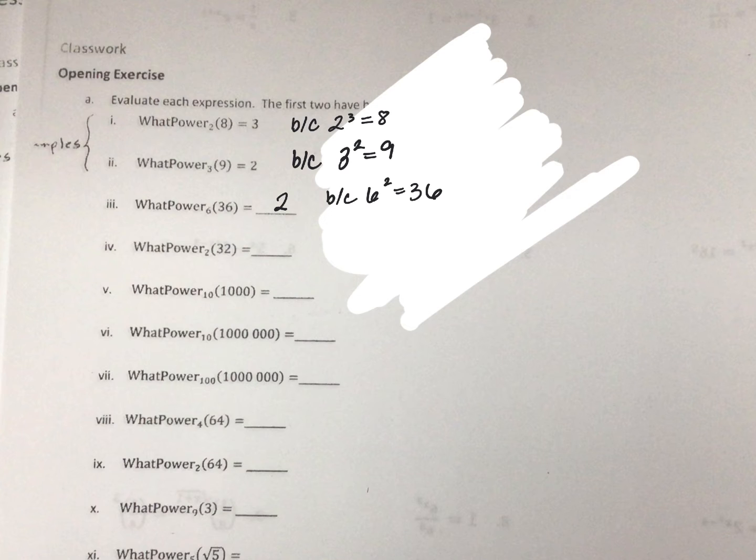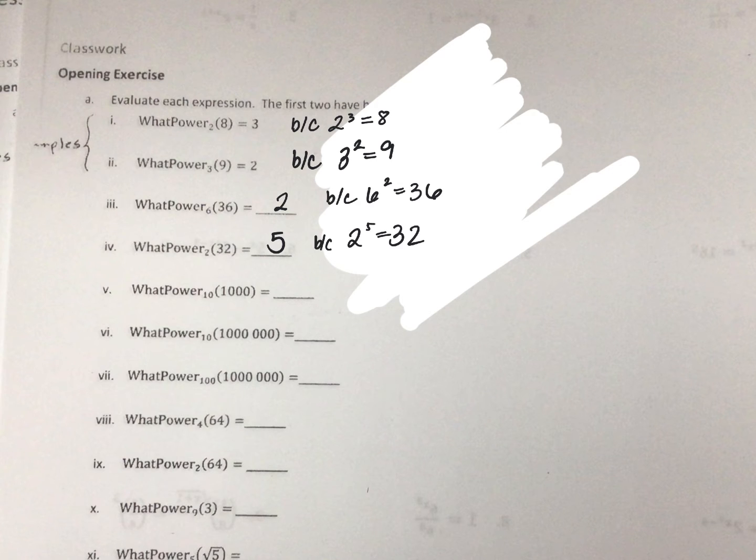Okay, so I'm going to let you work on the rest of these together with the person next to you, and then we'll come back and go over them. All right, let's go over these. Number 4, what power of 2 is 32? 5, because 2 to the 5th equals 32.